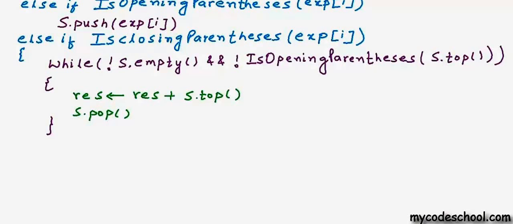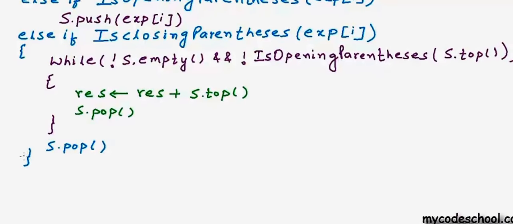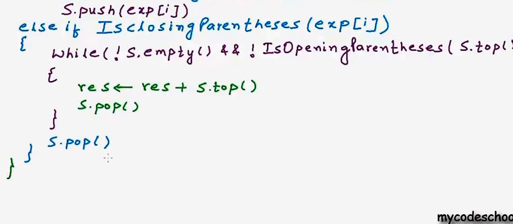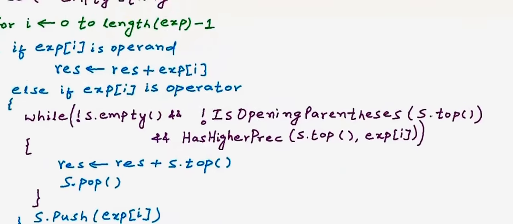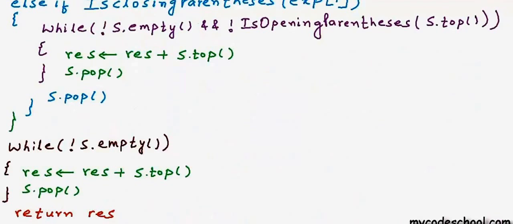After this while loop, in the last else if, we should do one extra pop, and this extra pop will pop the opening parenthesis. And now we are done with this else if, and this is the closure of my for loop. The rest of the stuff will remain the same. After the for loop we can pop the leftovers and append to the string, and finally we can return. So this is my final pseudocode.